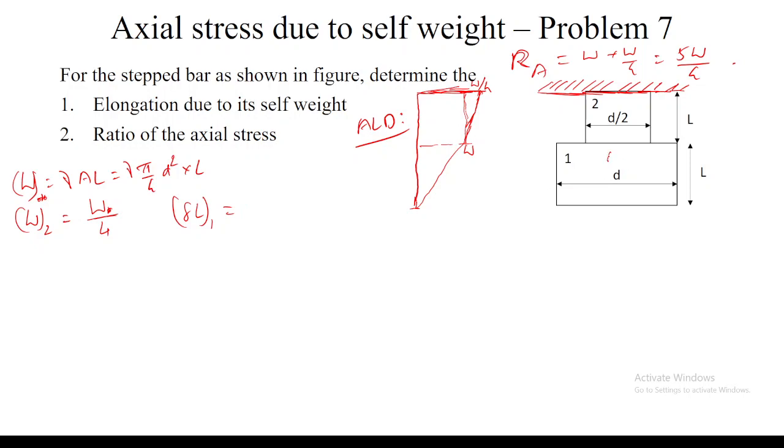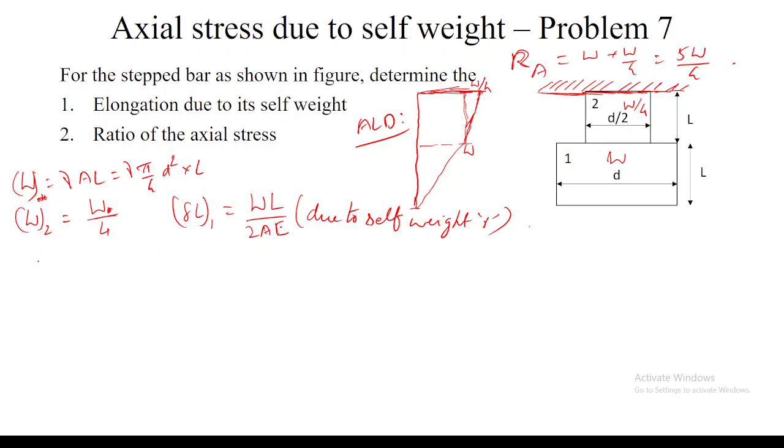This is of self weight W and this is of self weight W by 4. So what will be the elongation of this member 1? WL by 2AE. This elongation will be only due to self weight of this member 1, due to self weight of member 1.